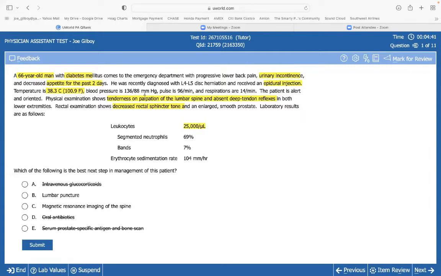No fighting. So he's 68, had an epidural injection, and he has a fever. And you're like, maybe he's got an epidural abscess. I don't know. Let's try that. Because he doesn't show signs of meningitis.